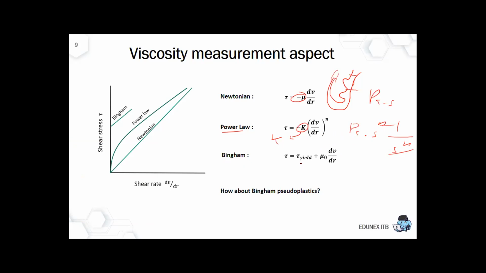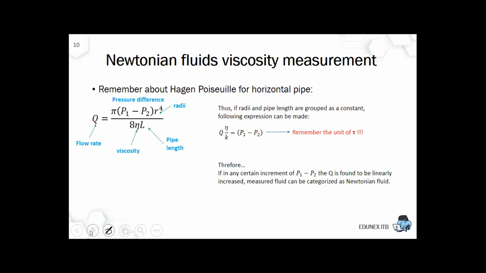For the Bingham, actually there are two Binghams. The Bingham that follows Newtonian after it's given the required tau yield, and the other one is tau equals tau 0 plus k dv per dr, the Bingham pseudoplastic. Sometimes Bingham is like this, sometimes like this. The second one is not going to be easy to calculate, so we limit Bingham to the Bingham Newtonian. And let's discuss the Newtonian fluids viscosity measurement.